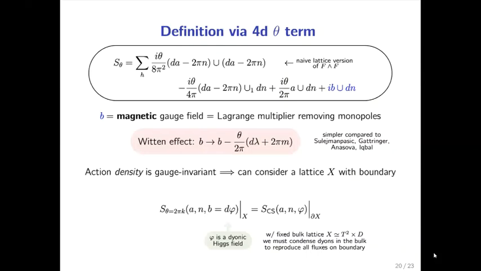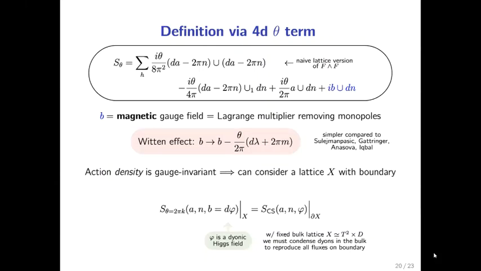Okay, so I want to talk a little bit about the connection of this 3D Chern-Simons action to a new form of the four-dimensional theta term. This is a new form of the theta term which we proposed. This first term here is just the naive lattice discretization of F wedge F with the cup products. And then we have a slew of other additional terms which involve the monopole in some way, Dn. Now we're in 4 dimensions, and this last term is again a Lagrange multiplier, which removes monopoles from the theory.